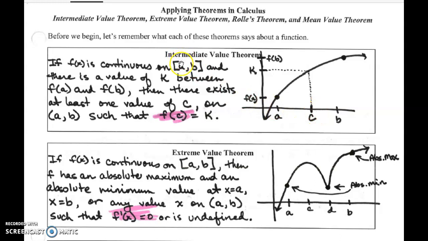Intermediate value theorem. The extreme value theorem is what we covered in section 1, which also needs to be continuous on a closed interval. And what it's saying is that the absolute min and max, or absolute extreme, either occur where the derivative is 0, where the derivative is undefined, or at one of the endpoints. It doesn't have to be, but the absolute min and absolute max must occur at one of those locations.